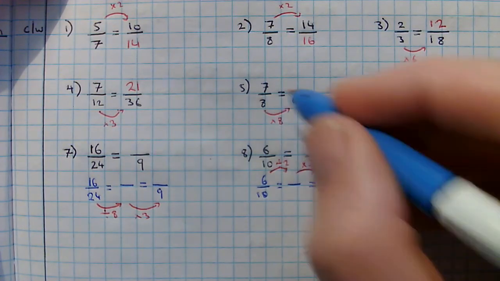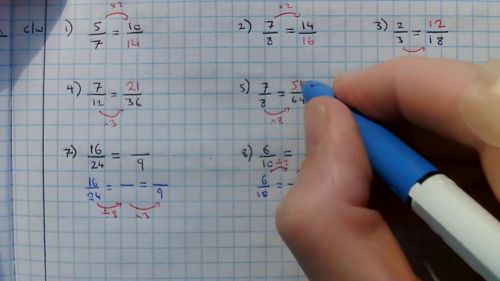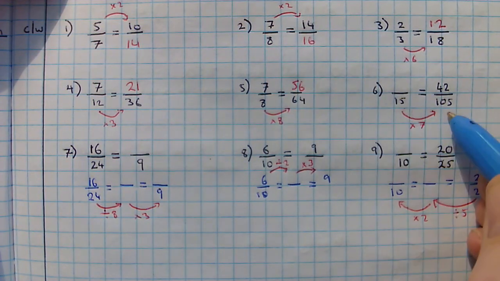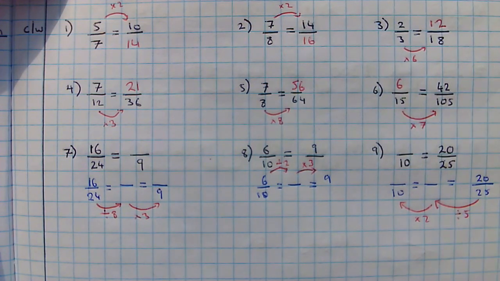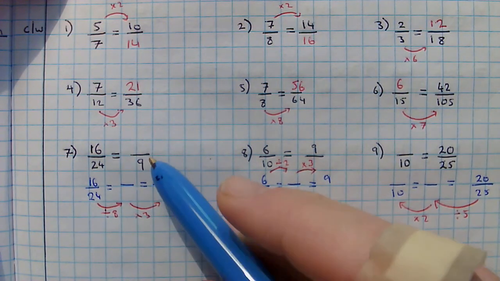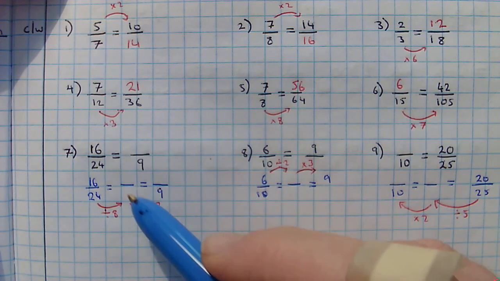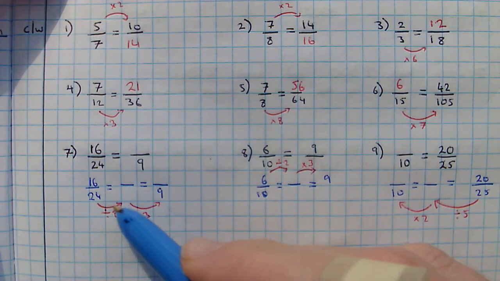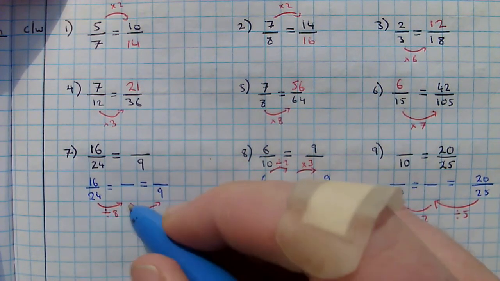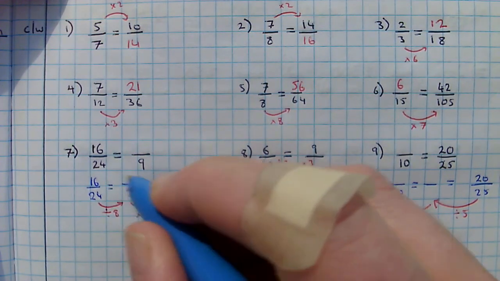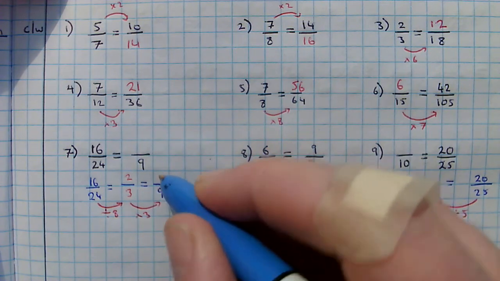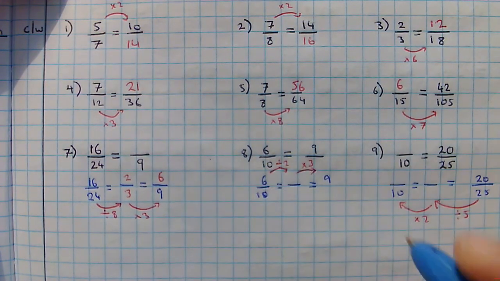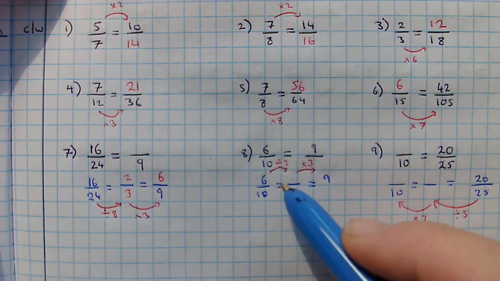8 times 8 is 64, 7 times 8 then is 56 there. 15 times 7 is 105, so 6 times 7 gives me 42. Here I'm going to need to put in a step to simplify my 16 out of 24. 8 goes into both 16 and 24. 24 divided by 8 is 3. 16 divided by 8 is 2. 3 times 3 is 9, so I'm going to have to do 2 times 3 as well, which gives me 6 out of 9.